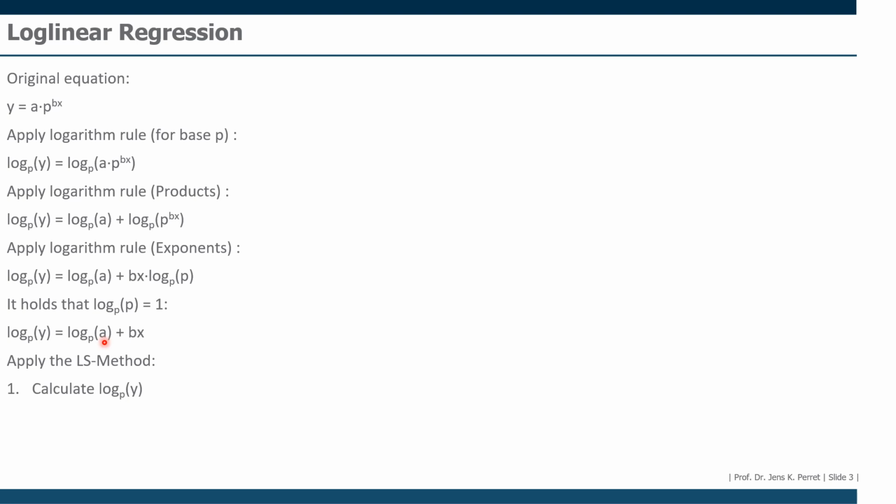Calculate the logarithmized dependent variable, estimate slope and intercept via the least squares method, and then take the slope parameter as is, and for the intercept reformulate this. Well, that's already everything there is on log-linear regression. So we simply change the variables a little bit, and then we can conduct a classical linear regression, classical least squares linear regression as we know it.